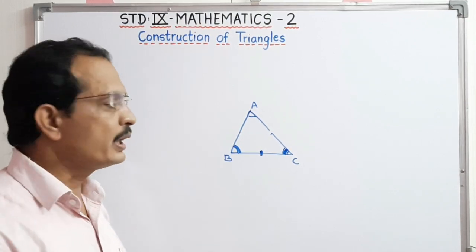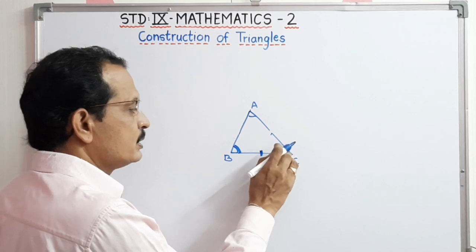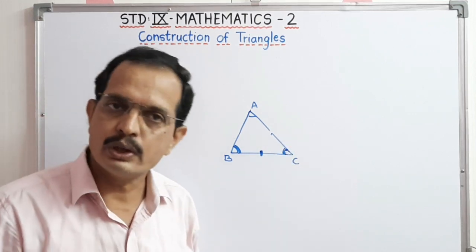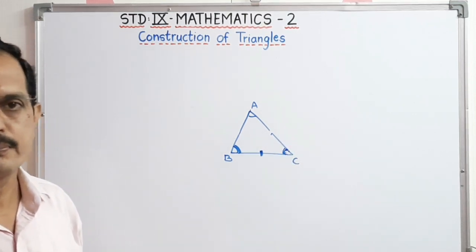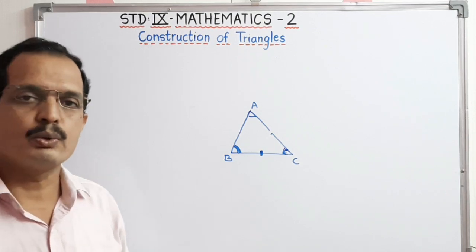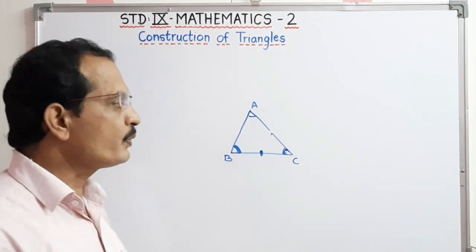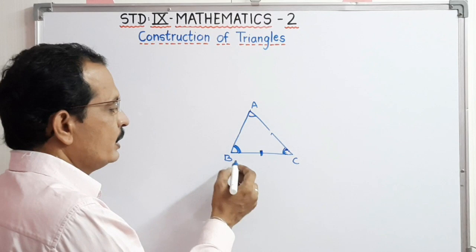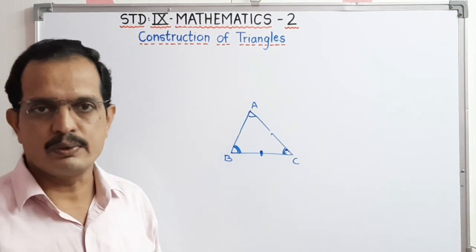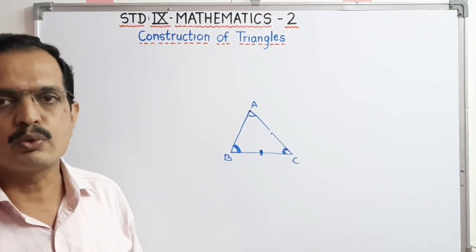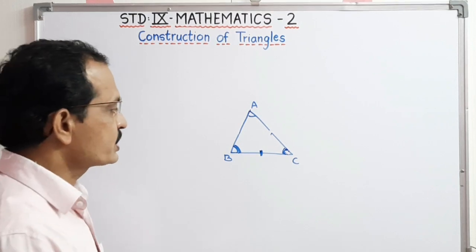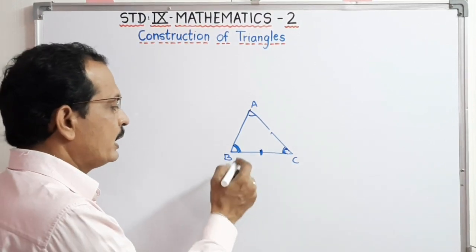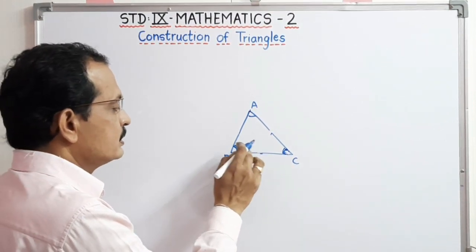That means there are various conditions. By using those conditions, we construct the triangle. Here also we have to construct the triangle, and for that purpose, see here, various conditions are given. 3 conditions we have to follow. In the first construction, we have to learn, that is, base.